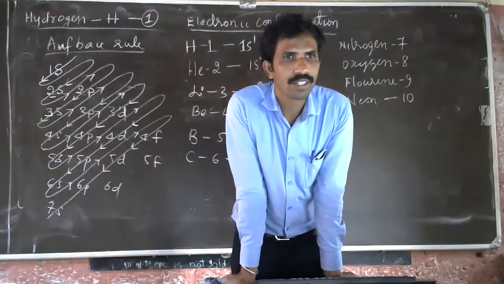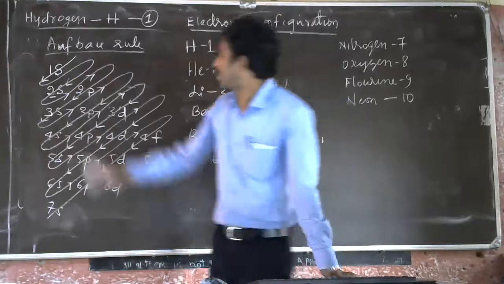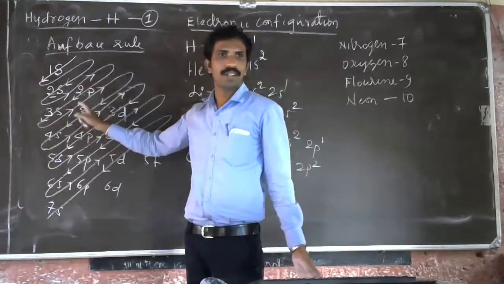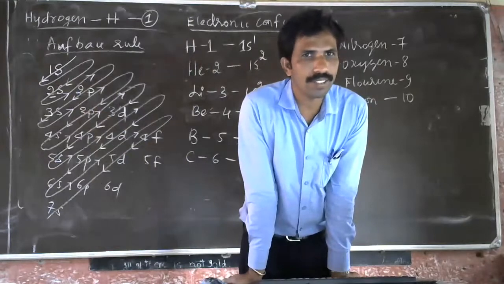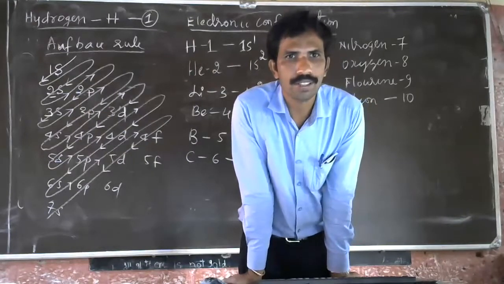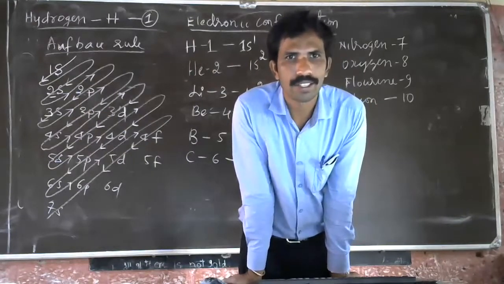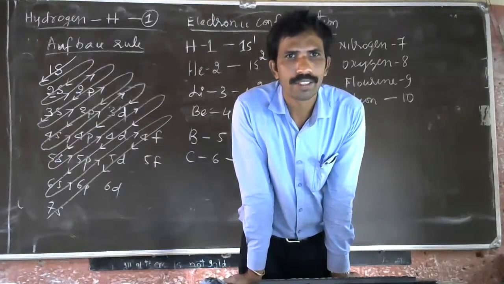Aryan, you are wrong. Follow this: here 2p is there, in the 2p shell 6 electrons are occupied. Yeah, Rachita, right answer. You are right. Rachita, good.